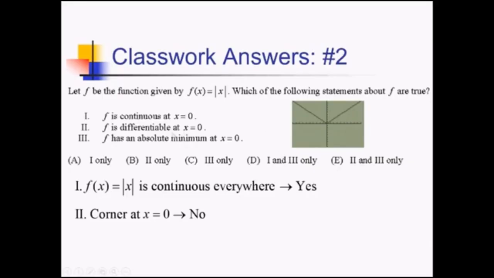So choices E and B can be eliminated. And anything that doesn't have 1 can go. So C is also out of the running. So it's really down to whether or not statement 3 is true. F has an absolute min at x equals 0.